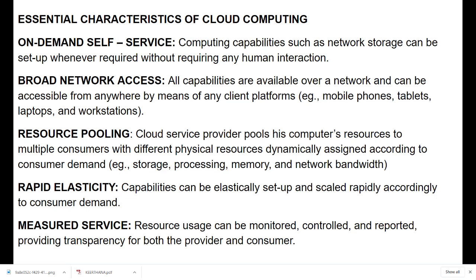This is on-demand service. In cloud computing, the consumer can automatically set up computing capabilities such as storage and server time as and when the need arises. Whenever the client needs something, they can access the storage or any hardware or software or platform from the data server or cloud application.